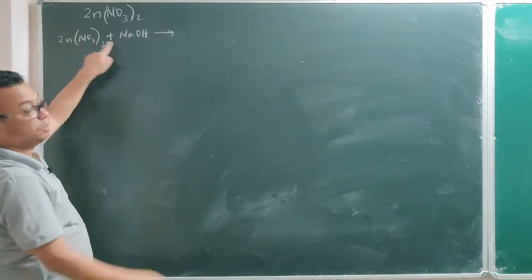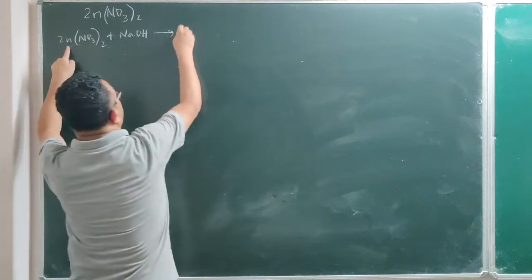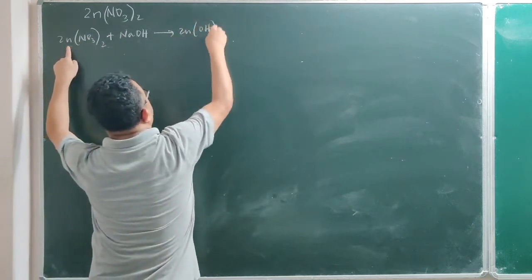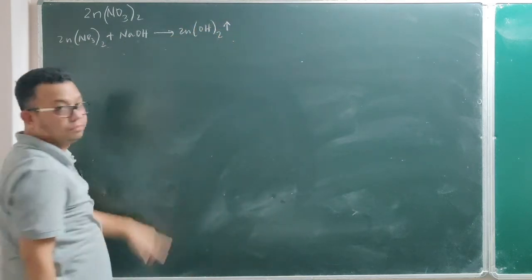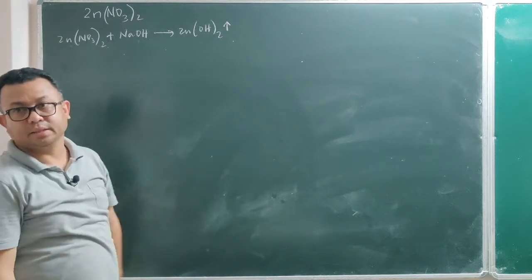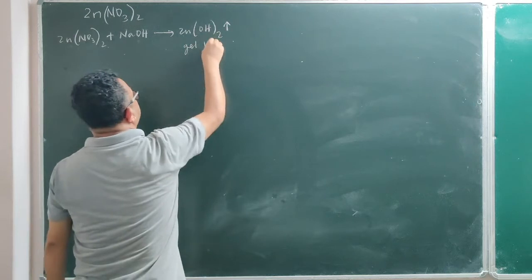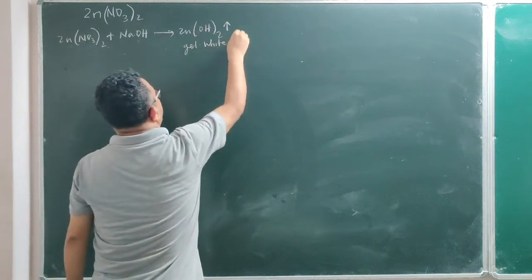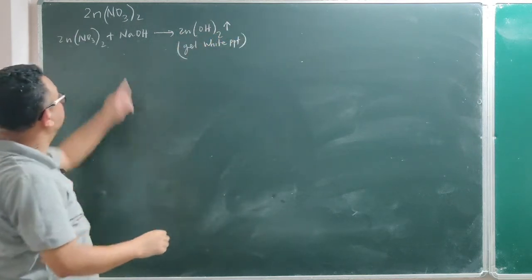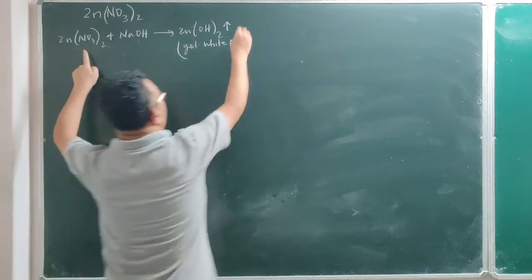Then exchange between the two: zinc will go and join with hydroxide to form zinc hydroxide. Here it is, this is the precipitate. The precipitate in this case is gelatinous white. Yes, this is the gelatinous white precipitate. And sodium will go and join with nitrate to form sodium nitrate.